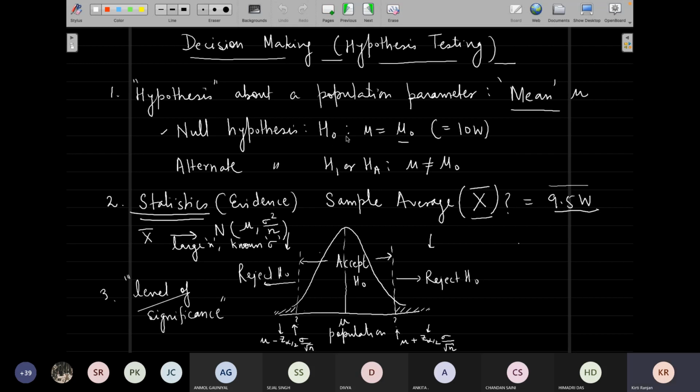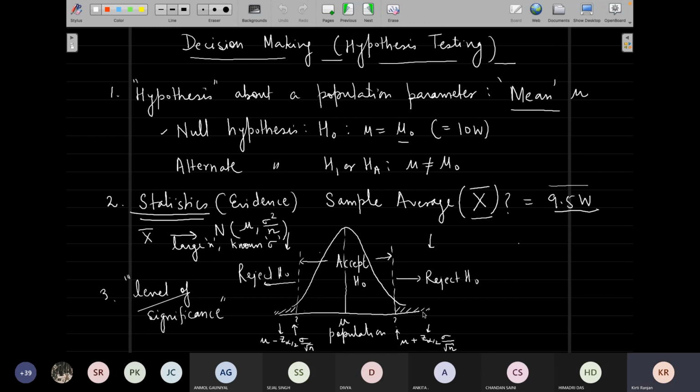Now, since the hypothesis is about the mean, the best statistical evidence comes from X bar. Remember, this is what we did in the central limit theorem also. The central limit theorem tells us that X bar, for large n and known sigma, is distributed according to the normal distribution with mean mu and variance sigma squared over n. What does that mean? You can actually plot the distribution of X bar, which looks like a normal distribution.